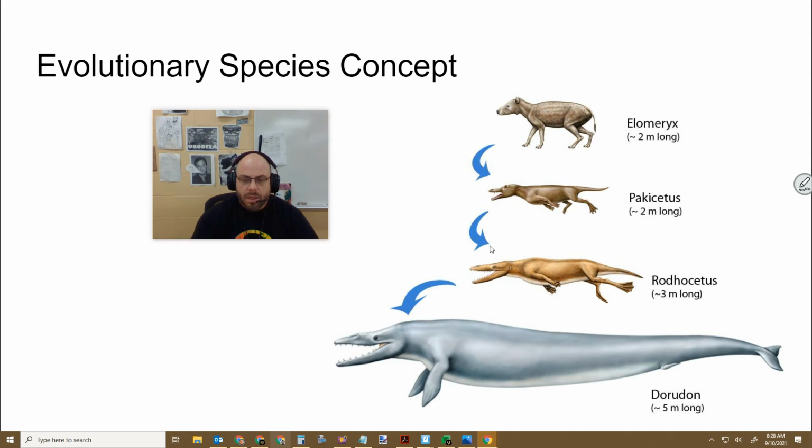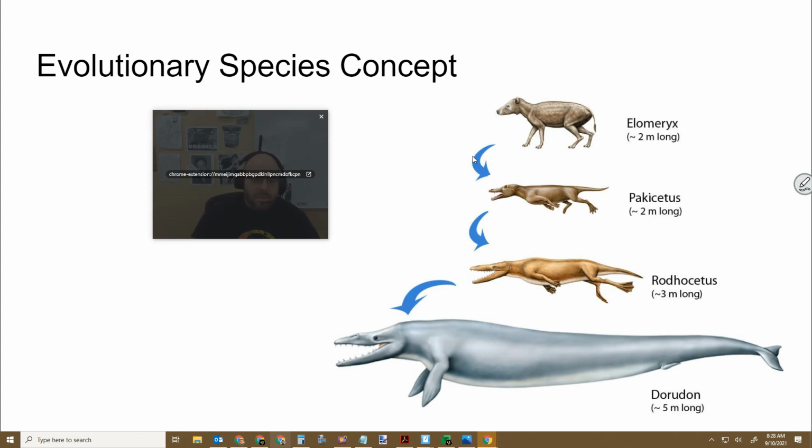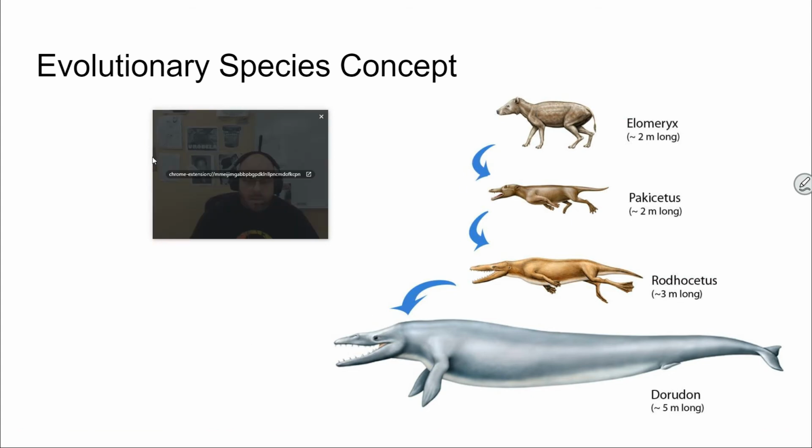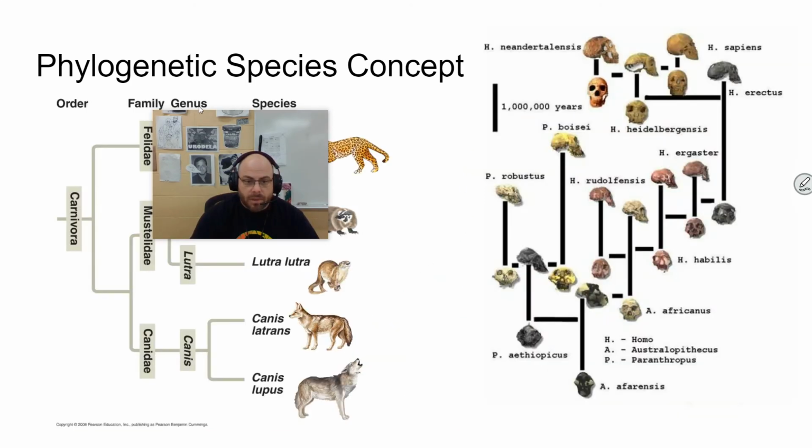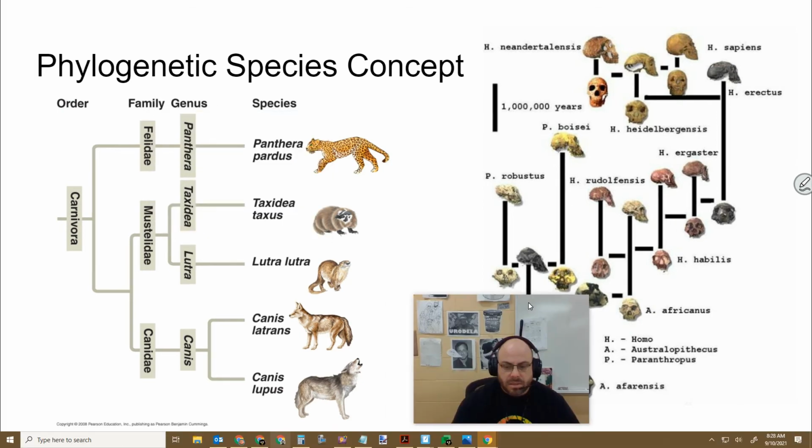It doesn't account for other animals that could have been in the same lineage. It doesn't account for other species that could have gone extinct or anything like that. This is just a single lineage and doesn't tell a full story. You can have an asexually reproducing organism in this kind of concept, but there's a better way to look at this, and that is what we see with this next one, the phylogenetic species concept.